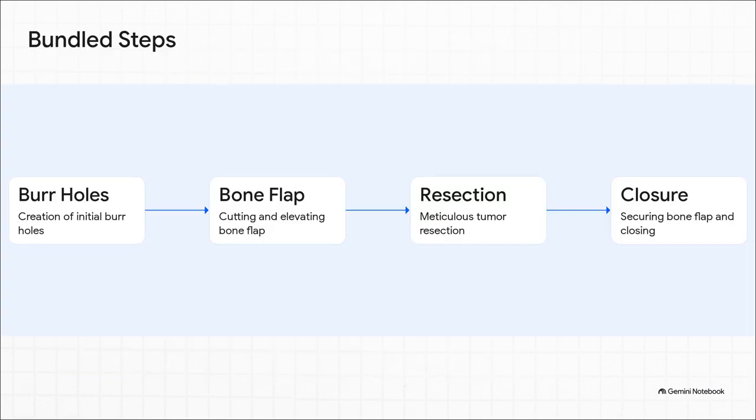Now, it is absolutely critical for billing compliance to remember exactly what is baked into this code. The creation of the initial burr holes, cutting and elevating the bone flap to actually perform the craniotomy, the meticulous opening of the dura to reach and resect the tumor, and finally replacing and securing that bone flap during closure, all of these steps are entirely bundled into this single code, 61510. You cannot under any circumstances unbundle these core surgical components.